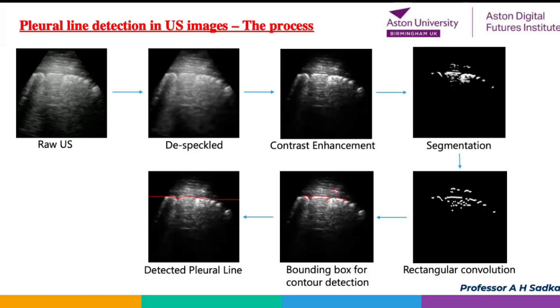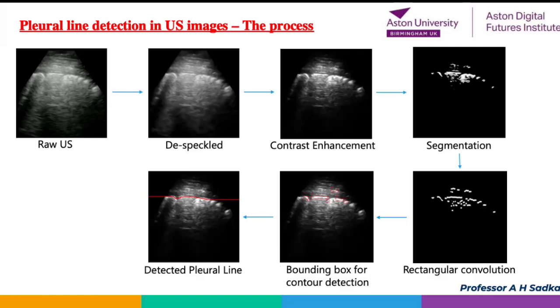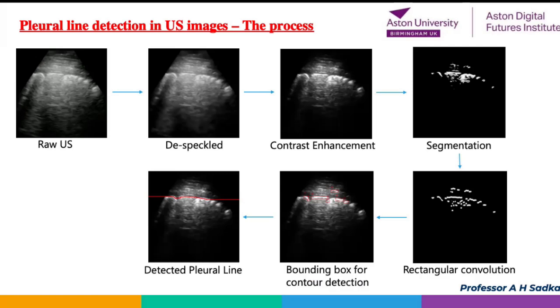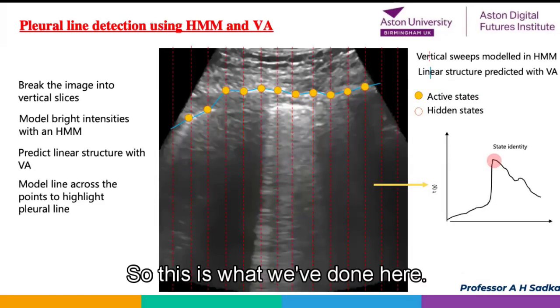regions of interest before applying rectangular convolution on the image, so that those regions of interest will be enhanced, and then a bounding box algorithm to detect the contour in the image before finally the pleural line is identified. So this is what we've done here.